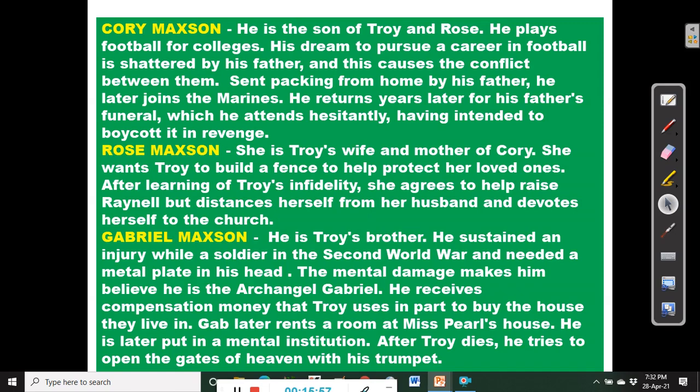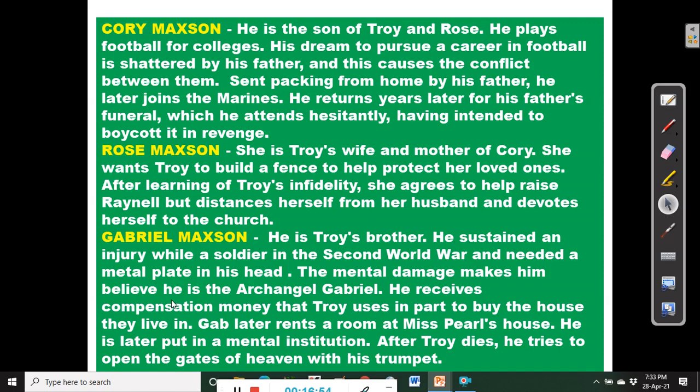Now, the next is Rose Maxson. She is Troy's wife and the mother of Corey. She wants Troy to build a fence to help protect her loved ones. After learning of Troy's infidelity, she agrees to help raise Raynell, that is Troy's illegitimate child, but distances herself from her husband and devotes herself to the church. So that actually is Rose, and Rose is the person we find here who is really level-headed and has been very loving and well-meaning, and we can say that it is her husband Troy who betrays her.